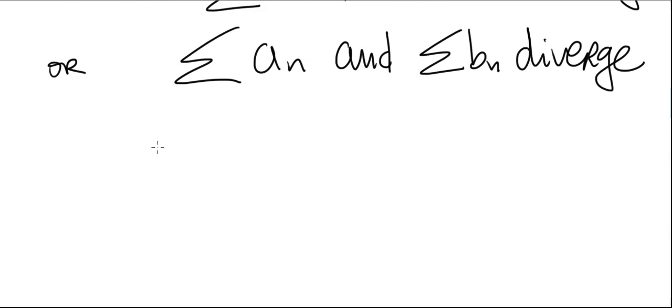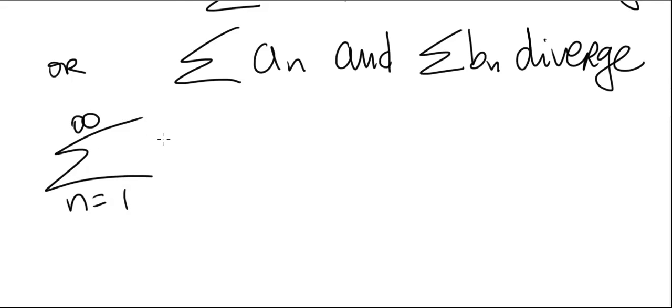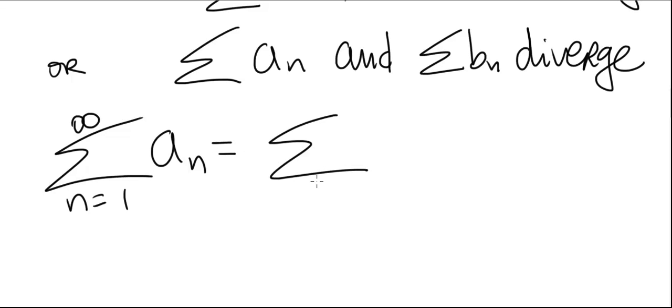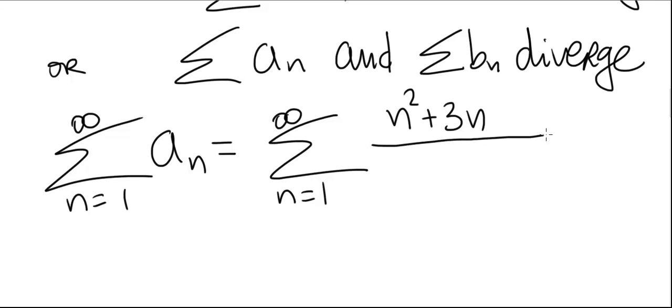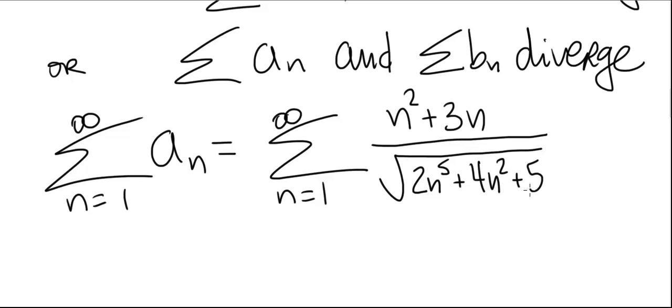So let's use the limit comparison test on our series. We always denote the series we're trying to determine if it converges or diverges by the a sub n series. So let a sub n, from summation from 1 to infinity, be our series n squared plus 3n divided by the square root of 2n to the fifth plus 4n squared plus 5. Now the question is, how do we determine what the b sub n series should be?